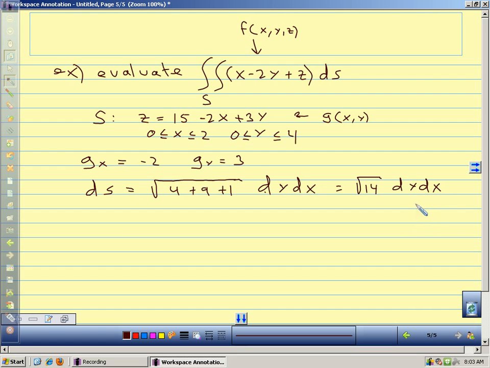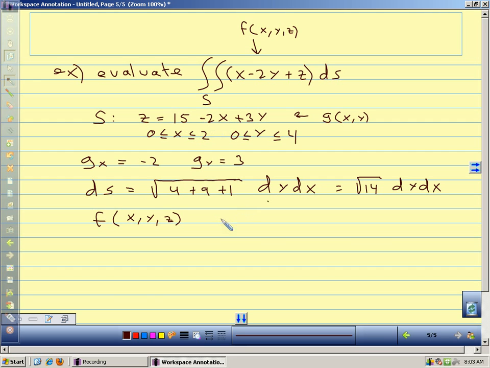So there's our ds. And before we go any further, what is this surface? Plane. This is a plane. So we have a plane, and we're integrating this function over this plane. All right, our function f, we want f of x, y, z. We're integrating with respect to x and y, so we don't want the z in here. So we're going to use this to give us our z.